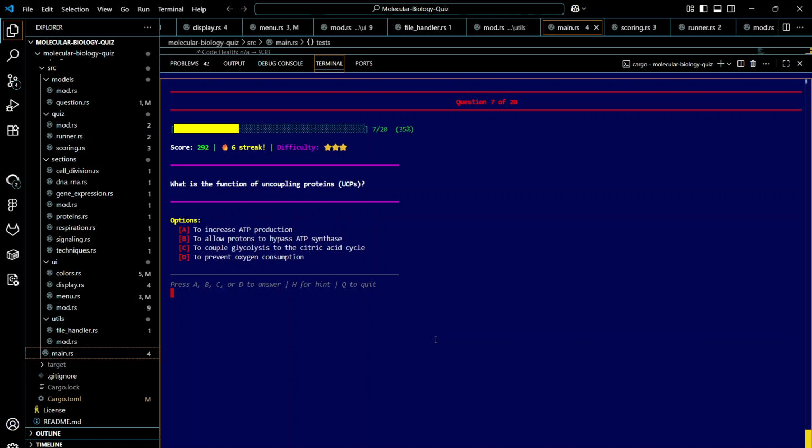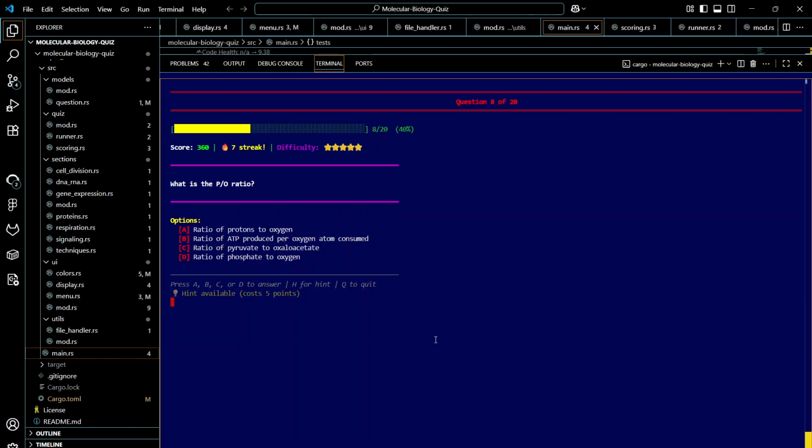What is the function of uncoupling proteins or UCPs? Hmm. I don't remember this one. Let me read these here. To increase ATP production. I honestly don't know. I'm just going to go with B. I can't remember. Oh, nice.